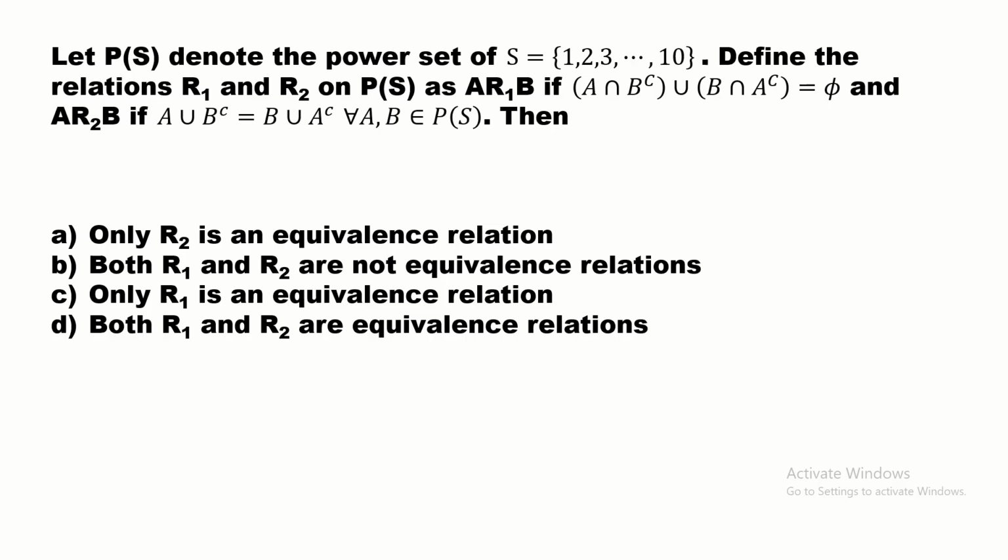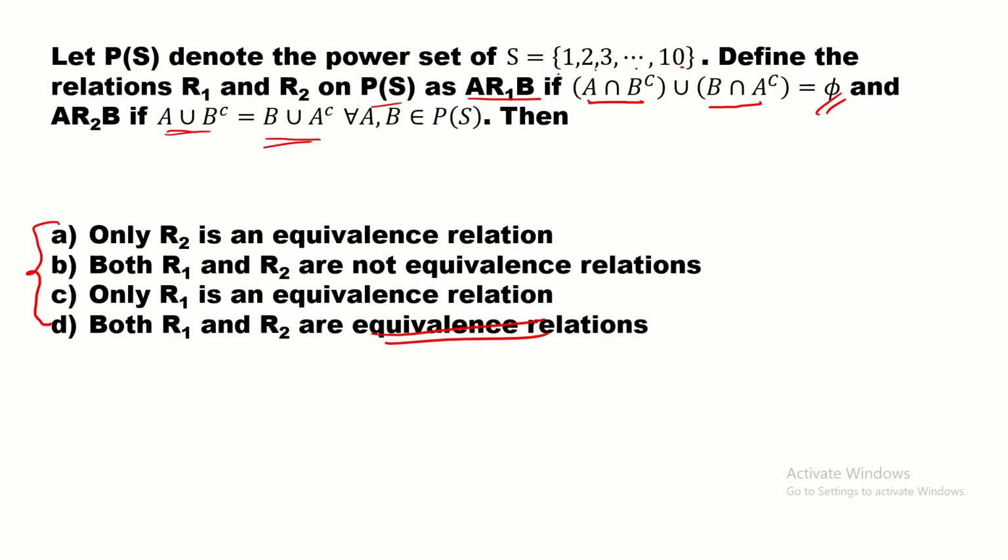Next question. Let P(S) denote the power set of S = {1, 2, 3, ..., 10}. Define the relations R1 and R2 on P(S) as: A R1 B if (A ∩ B complement) ∪ (B ∩ A complement) = ∅, and A R2 B if A ∪ B complement = B ∪ A complement, for all A, B belonging to the power set of S. Then we have to find which of these relations, or neither or both of them, is an equivalence relation.